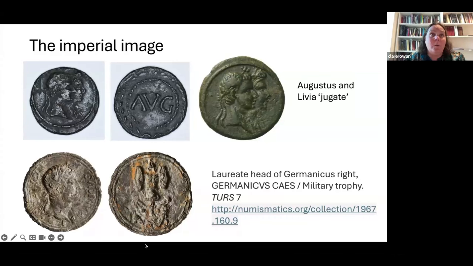This is particularly the case for the Julio-Claudian period, where we find a lot of representations, not only of the emperors, but of the broader imperial family as well. Over time, the representation of the emperor does seem to decline on tokens, and we can debate the reasons for that as well. So what I've got here as a sample for you is one of these bronze tokens that shows Augustus with his wife Livia, almost like an album image, jugate.